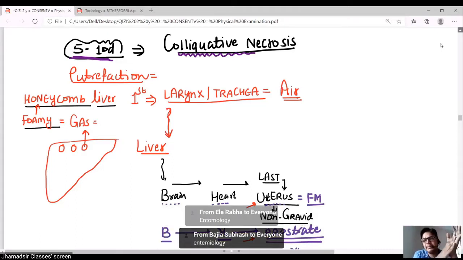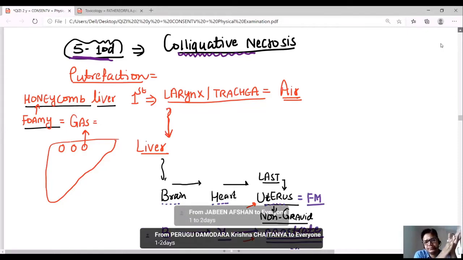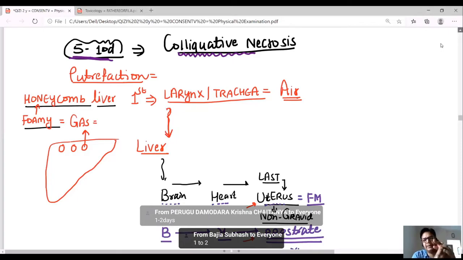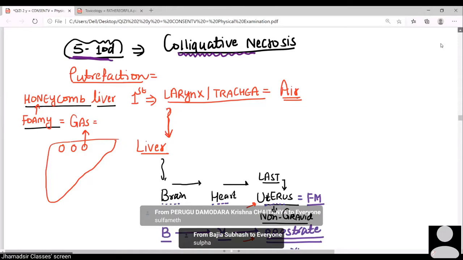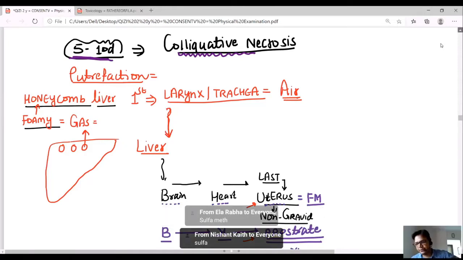In the rainy season, maggots come in how many days? 1 to 2 days. Okay. What is the reason for marbling? Which hemoglobin is the reason for marbling? Sulfa hemoglobin is the reason for marbling.